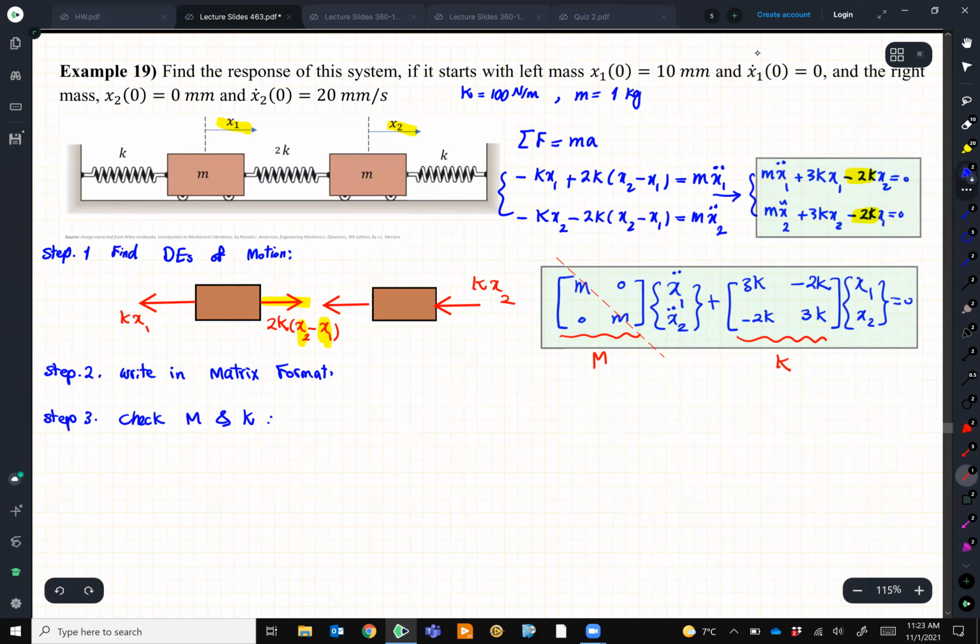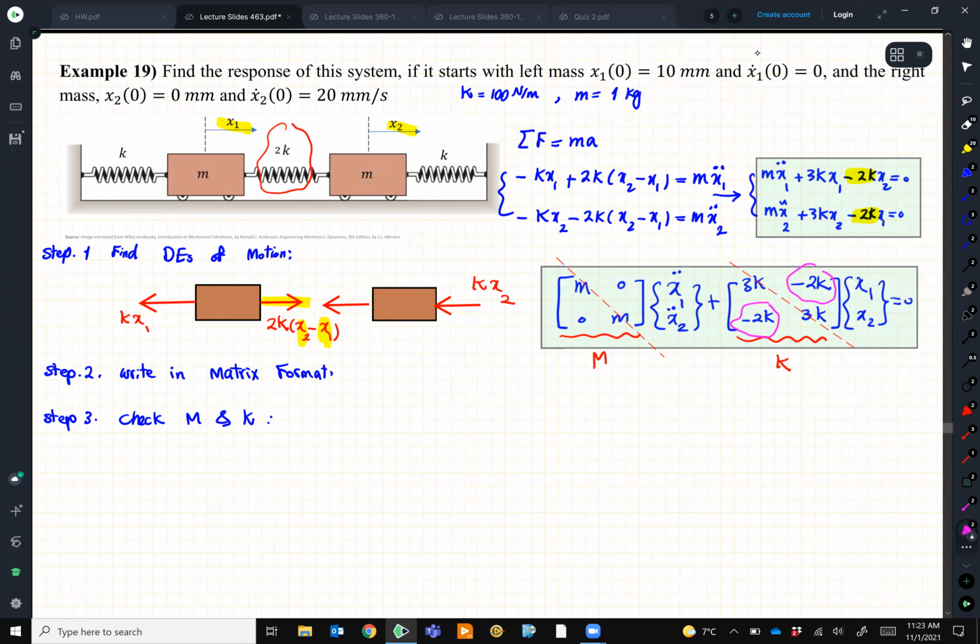Look at the stiffness matrix. It's not diagonal because these two systems are connected. There is a connection between them, and that connection is that guy. So the stiffness matrix is coupled. We say these systems are coupled by their stiffness. The off-diagonal members should be the stiffness of the thing that connects them, with a negative sign. So we have 2K, and this 2K is there with a negative sign. So correct.